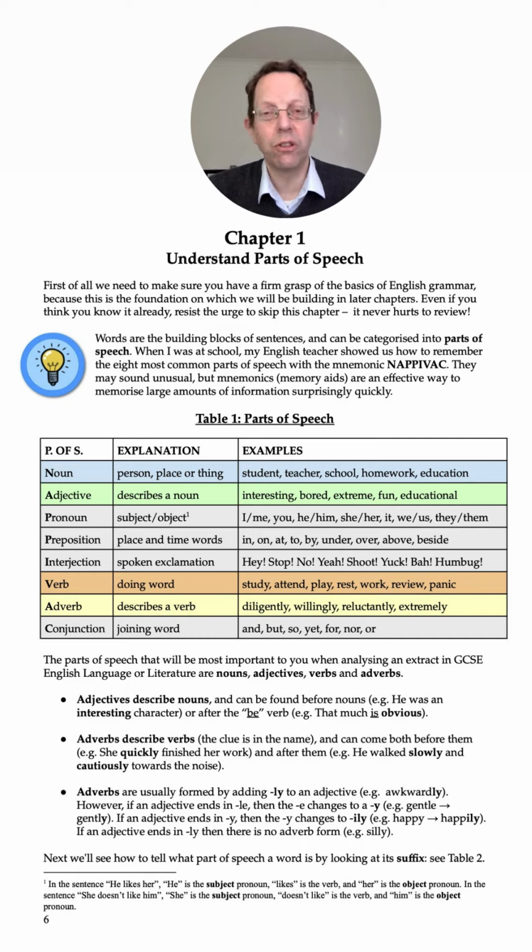There are some exceptions, or a couple of exceptions, which are fast and hard, because you'd say to drive fast or work hard. You wouldn't say drive fastly or work hardly. Okay, but those are the 4 most important parts of speech: noun, adjective, verb and adverb.